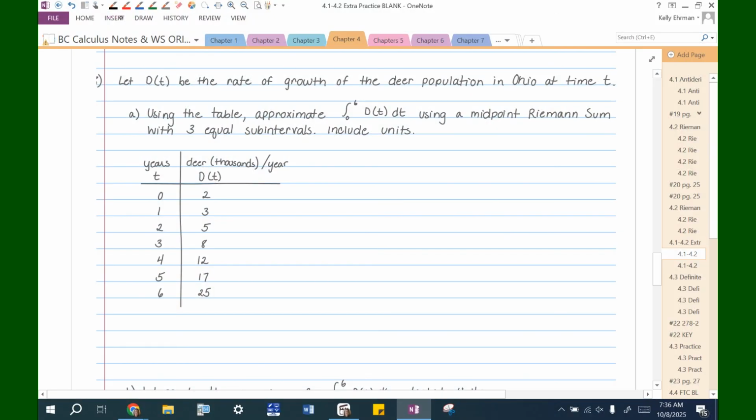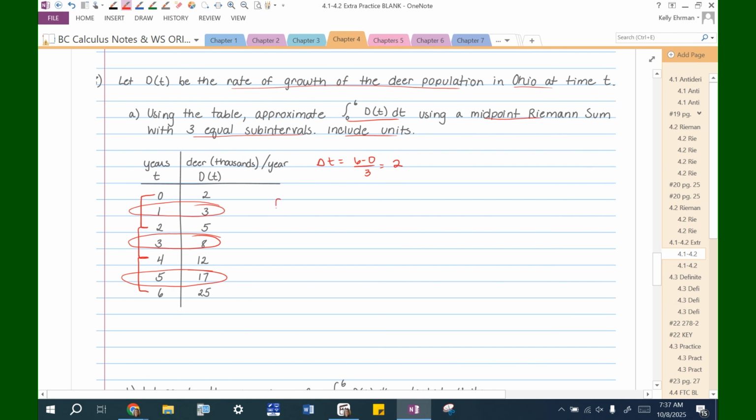All right, let's see. D of t is the rate of growth of the deer population in Ohio. Using the table, approximate this integral using a midpoint Riemann sum with 3 equal subintervals, include units. So let's get our delta t. It's 6 minus 0 divided by 3, so 2. So each rectangle is going to span 2 units, 0 to 2, 2 to 4, 4 to 6. Use a midpoint sum, which would be the point that's sitting in the center of each of those rectangles.